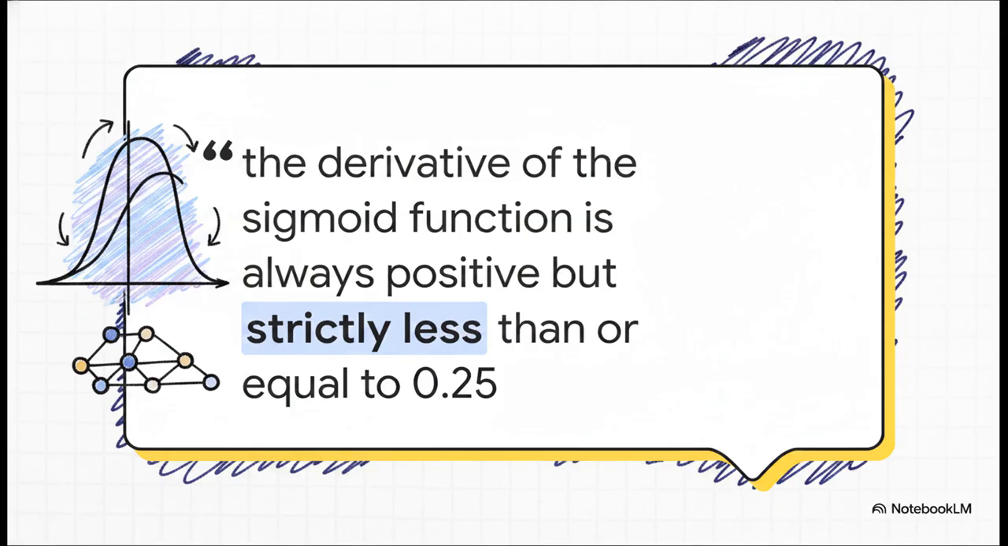Remember, backpropagation uses the derivative to find the slope and update those weights. If you actually take the derivative of the sigmoid function, which, by the way, is just the sigmoid output multiplied by 1 minus the sigmoid output, you'll see it forms a bell curve. And the absolute maximum value of that derivative curve occurs when the input is exactly 0. More importantly, that maximum value is always strictly less than or equal to a very specific number.